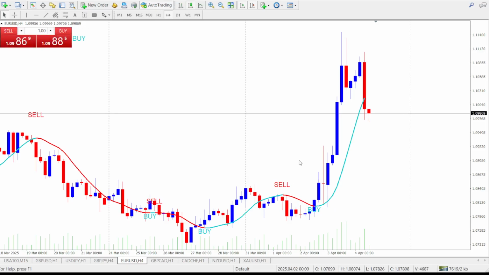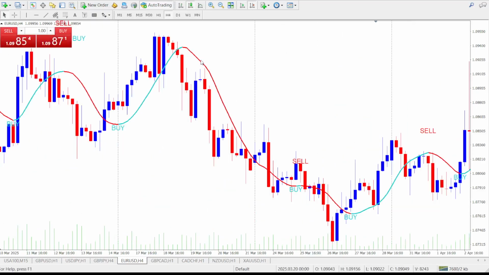First of all, let us talk about the dynamic trend line. As you can see, this line is key to detecting trend reversals and defining whether the market is in a bullish or bearish trend. When the line turns red, it signals that the market is entering a bearish trend. This is your cue to look for sell opportunities.